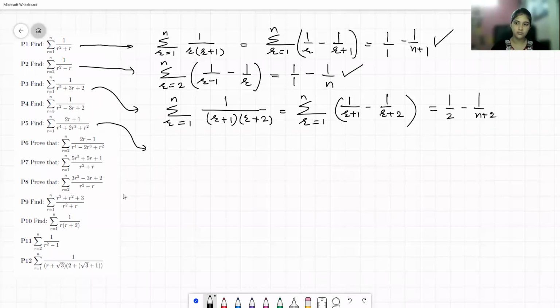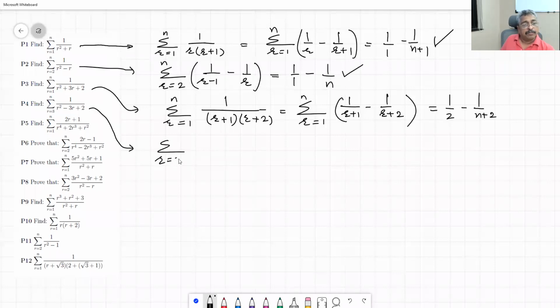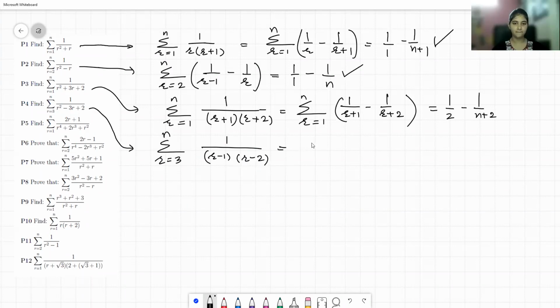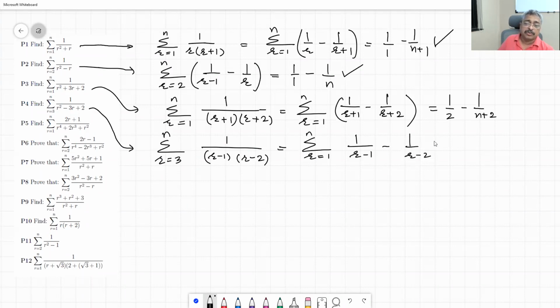Now fourth. Sigma r goes from 3 to n, 1 over, what are the factors of that now? r minus 1 into r minus 2. Again, one jump. Therefore, sigma r goes from 3 to n, 1 over r minus 1 minus 1 over r minus 2. That is why it starts from 3. If it starts from 1, then this becomes undefined.